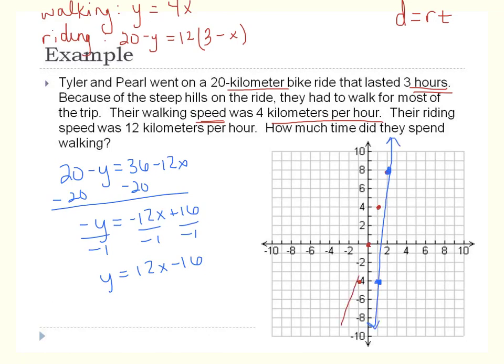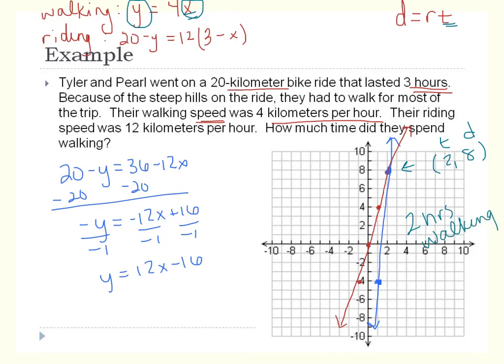I know yours are much straighter than mine. There we go. Okay, so this point right here is where they cross, and that point is 2, 8. And x stood for time, so this is time and distance. So how much time did they spend walking? And notice for walking we used x and y, right? So they were 2 hours walking.